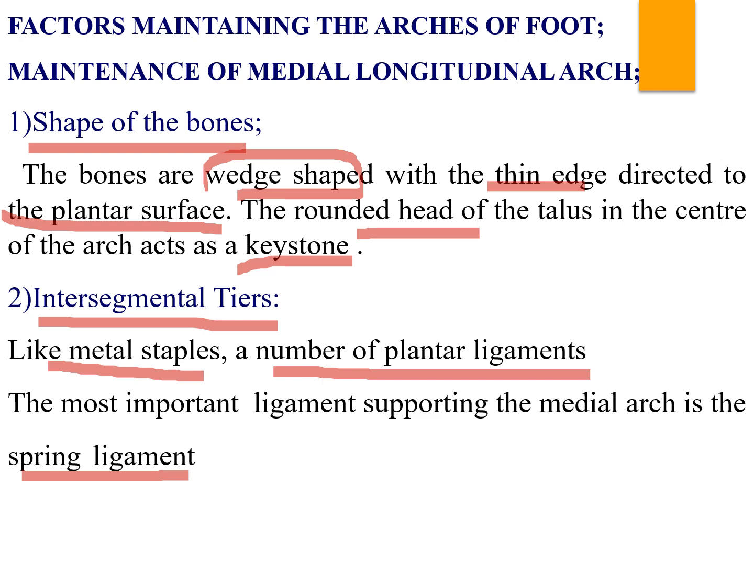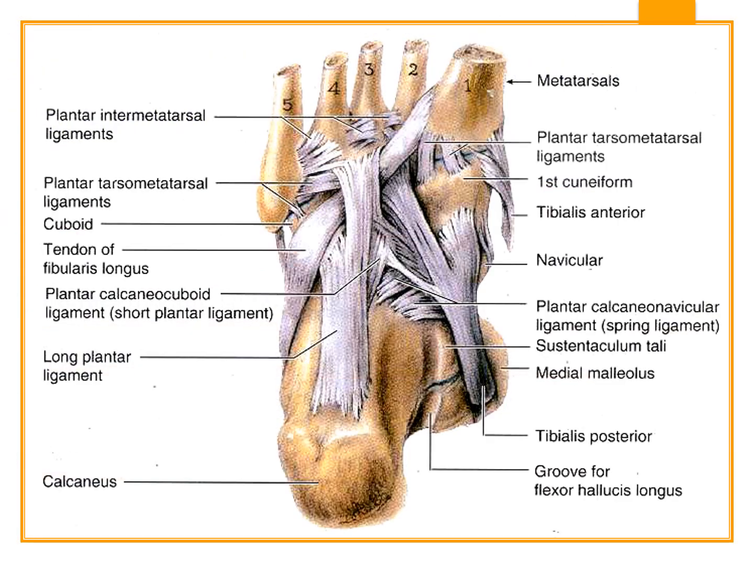An important ligament is the spring ligament. You can see this is the spring ligament. The spring ligament may be asked as a short note. This is the plantar calcaneonavicular ligament, again called the spring ligament, which supports the medial arch. This is the spring ligament holding the bones together on the medial side. They are called intersegmental ties, not tie beams.